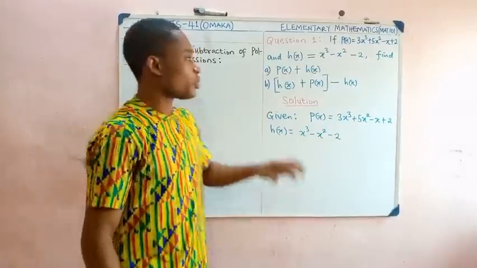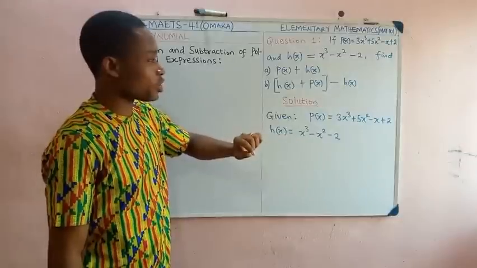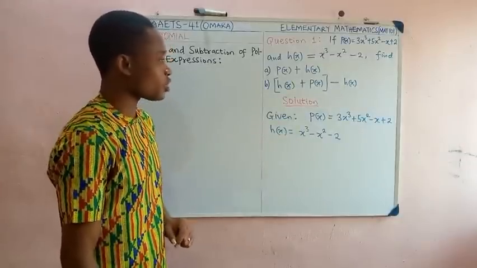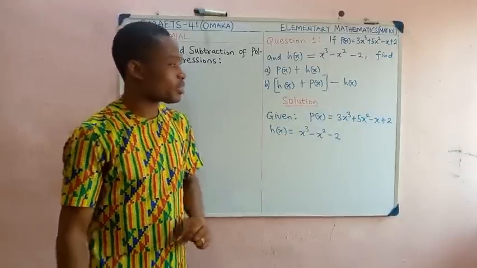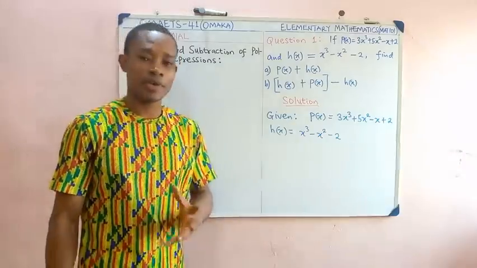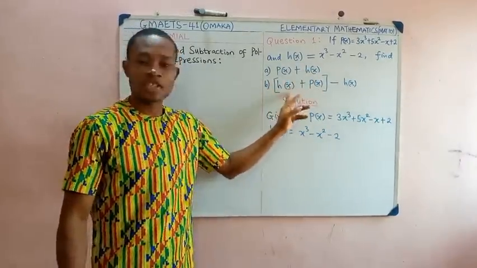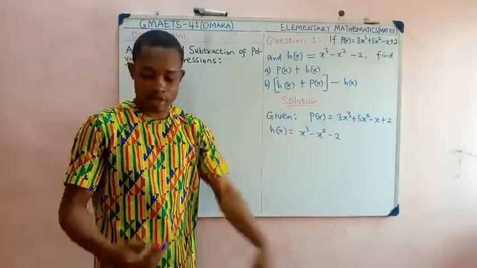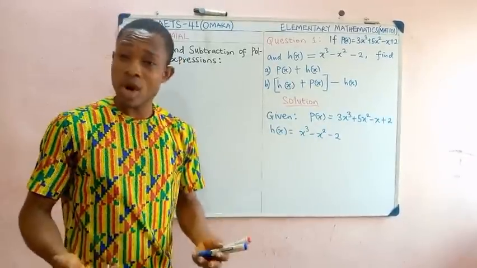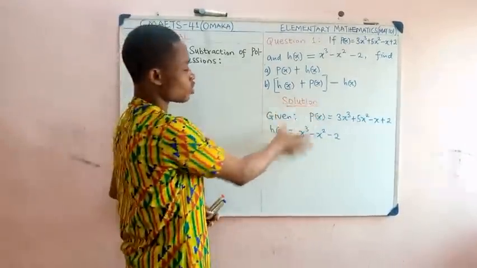We have this question and the board wants to look at. If p of x is equal to 3x raised to the power 3 plus 5x raised to the power 2 minus x plus 2, and h of x equal to x cubed minus x squared minus 2, find a, p of x plus h of x, b, p of x minus h of x. Now how do we approach this question? It's a simple one. So to solve, we have a solution here.